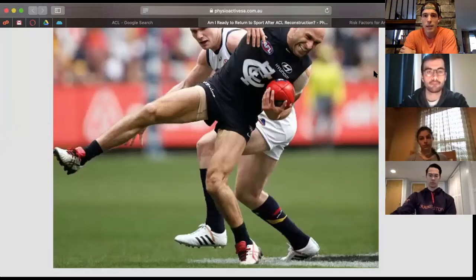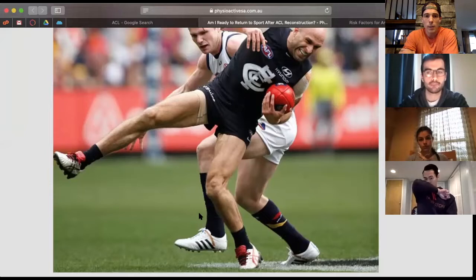And I'll share the screen again. This is the classic look of a non-contact ACL injury, where the knee's coming in, the torso's coming out, and you're getting that forward translation of the knee and a lot of that shear stress.